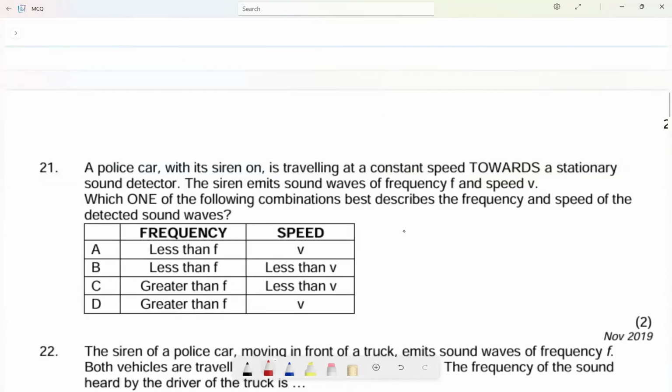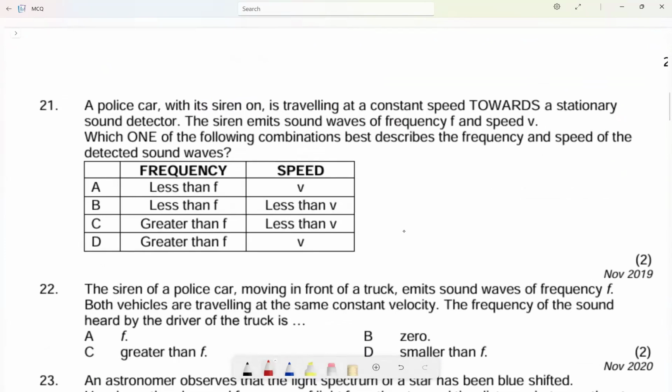A police car with its siren on is traveling at a constant speed towards a stationary sound detector. Can you see these questions are repeating themselves? The siren emits sound waves of frequency F and speed V. So remember the formula: V is equal to F lambda, where V is the speed of the wave.